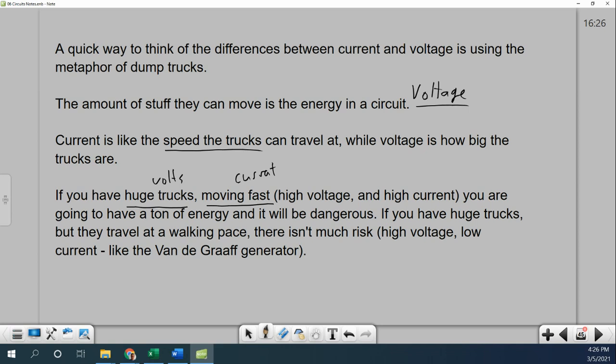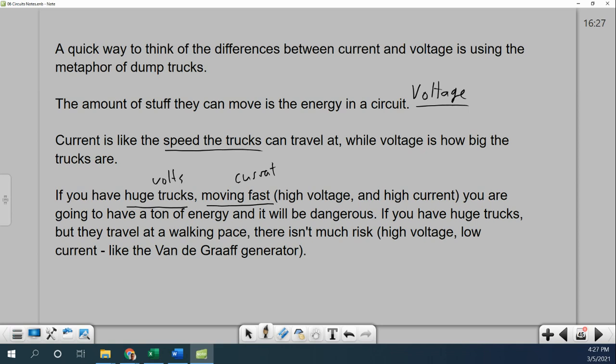Either of these alone isn't dangerous. I could have the fastest trucks in the world, but if each truck is the size of an eraser, little Hot Wheels trucks, I'm not getting anything done, right? It can take me all day. It doesn't matter how fast those cars are going. I'm not going to move any dirt with Hot Wheels trucks.